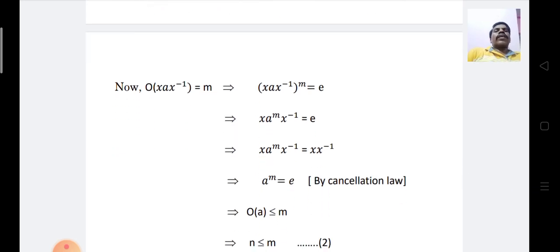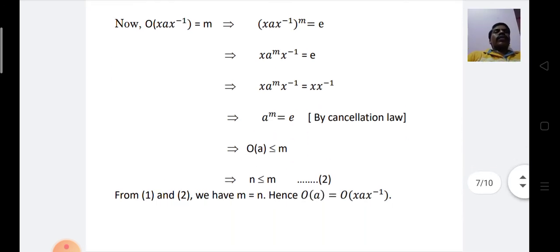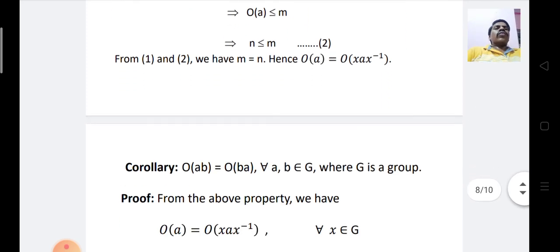Again now order of x a x inverse is equal to m, which implies (x a x inverse) whole to the power m is equal to e, or we write x a to the power m x to the power minus 1 is equal to e. Now which implies x a to the power m x inverse is equal to x x inverse, or a to the power m is equal to e. By cancellation law we write a to the power m is equal to e, which implies order of a is less than or equal to m, which implies n is less than or equal to m. We take this as equation number 2. From 1 and 2 we write m is equal to n. Hence order of a is always equal to order of x a x inverse.